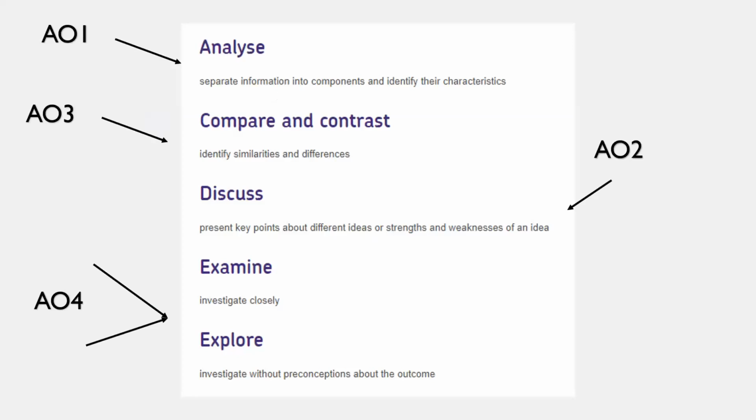So AO1 questions, you analyze. So you separate information into components and identify their characteristics. AO2, you discuss. So you present key points about different ideas or strengths and weaknesses of an idea. In AO3, you compare and contrast. So you identify similarities and differences. And AO4 is examining and exploring. So you investigate closely and investigate without preconceptions about the outcome.